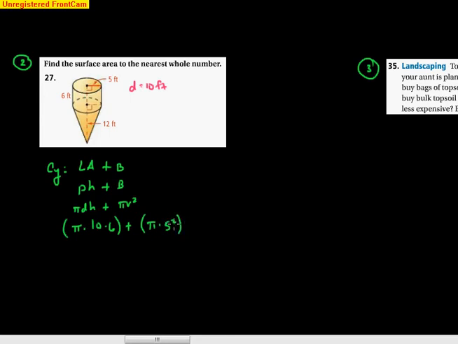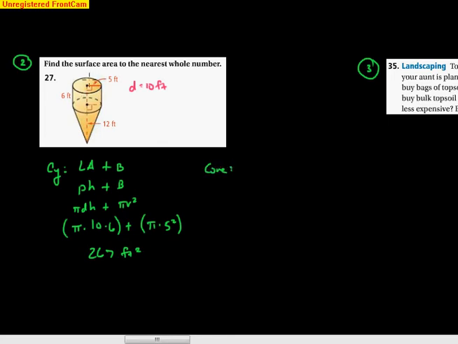In my calculator, when I do this calculation, I'll go to no decimals here. So we'll do pi times 6 times 10 plus pi times 5 squared. And I got 267, so this is 267 feet squared. That is the portion of the surface area contributed by the cylinder. And now the cone.